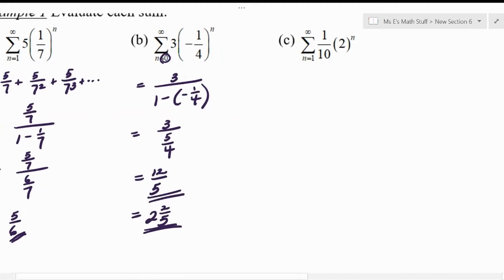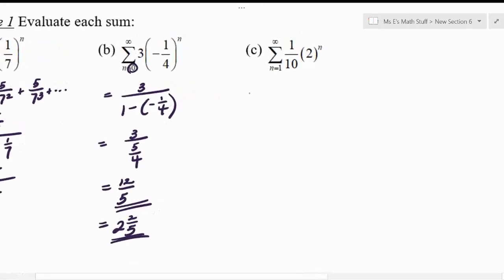Okay, part C, this time geometric, yes. Infinite, yes. Common ratio between -1 and 1? No, the answer is that common ratio is 2. So you should not, I repeat, not use this formula right here. It will make your math sad.